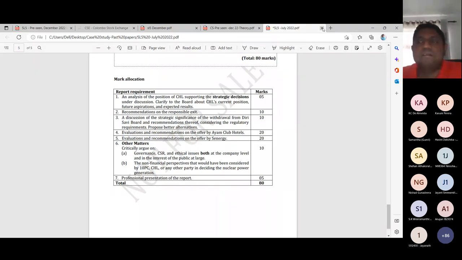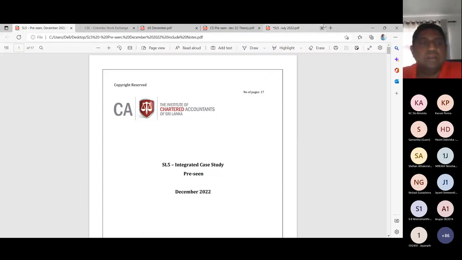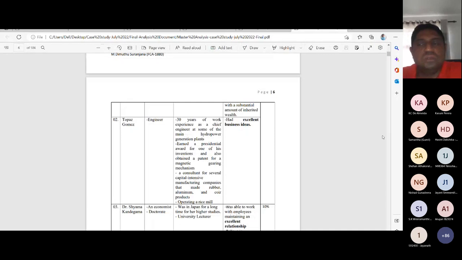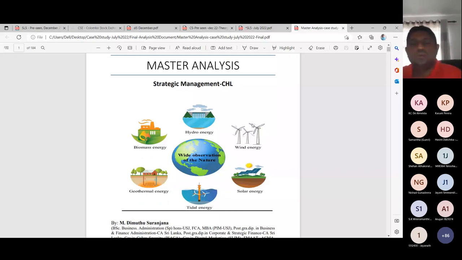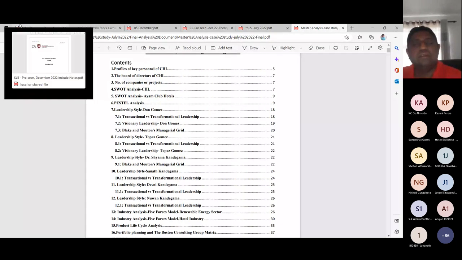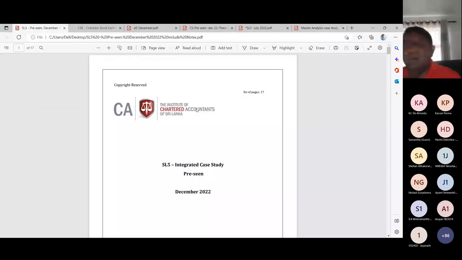Right. Now, with the pre-seen, what can you do? I will show you what I did last time for the strategic management part. This is only for the strategic management part. So normally, what is your job? Based on the pre-seen, you have to think about what different analyses you can conduct. Then you'll do that.